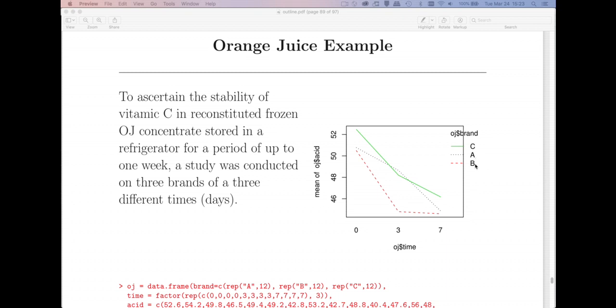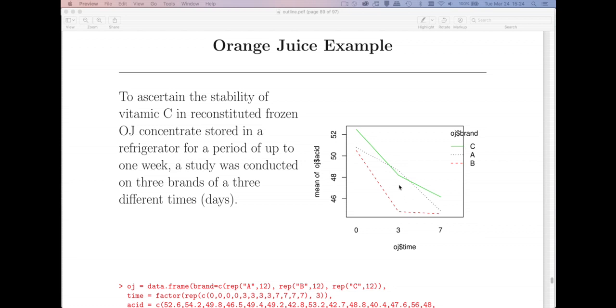We mixed up the orange juice and we immediately took a measure of how much acidity there was in each of our 12 containers of orange juice. Then what we did is we put all 12 containers into the refrigerator and let it sit for 3 days. We took them out after 3 days and measured all 12 of them. And then this plot is showing us the averages.